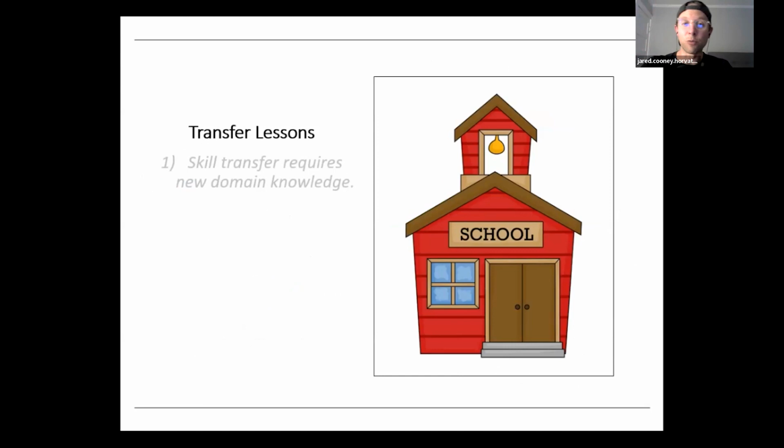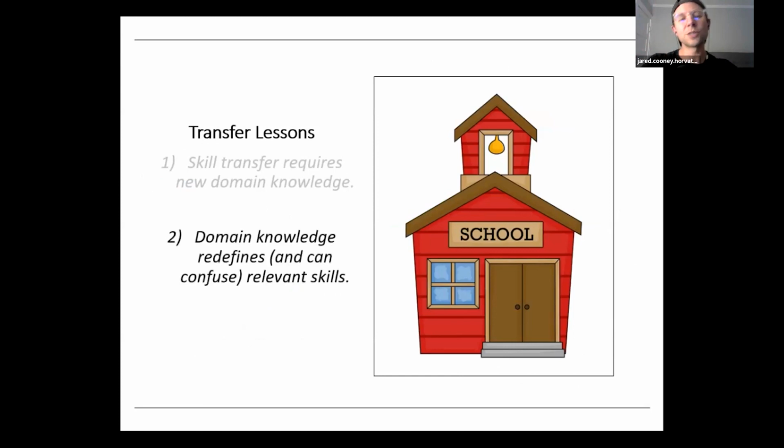Transfer lesson number 2 then. If one is skill transfer requires new domain knowledge, lesson two is that domain knowledge redefines and can confuse relevant skills. If domain knowledge redefines the skill, sometimes that can screw us up. Sometimes we just use domain knowledge. Like, here's what I'm thinking about.